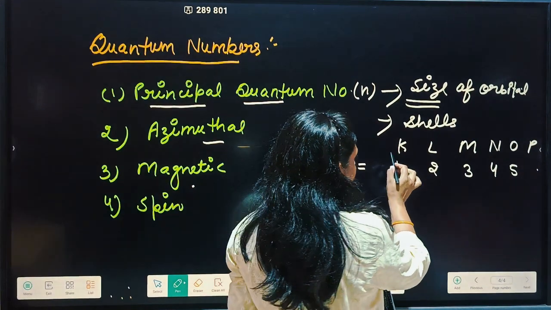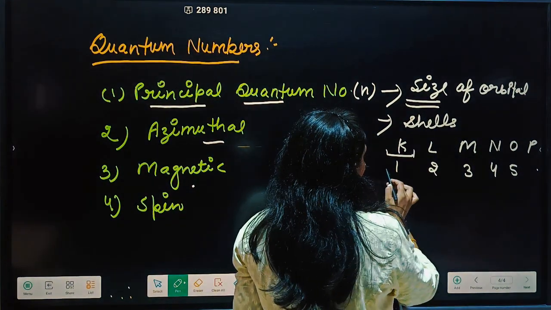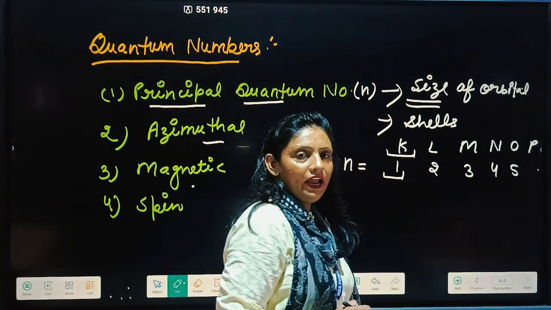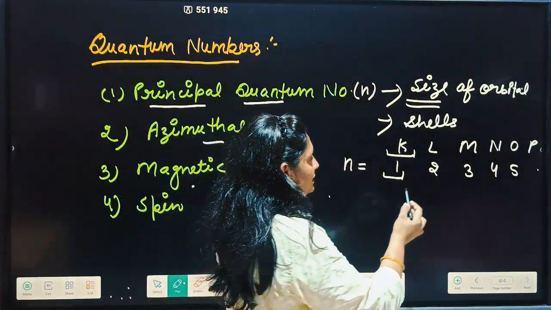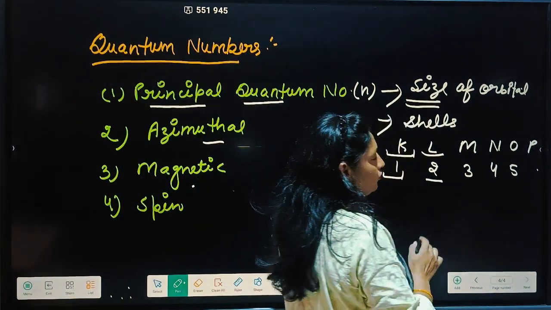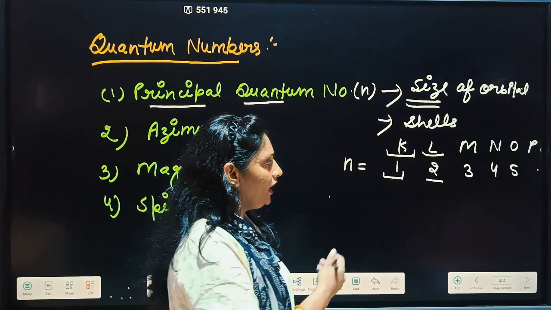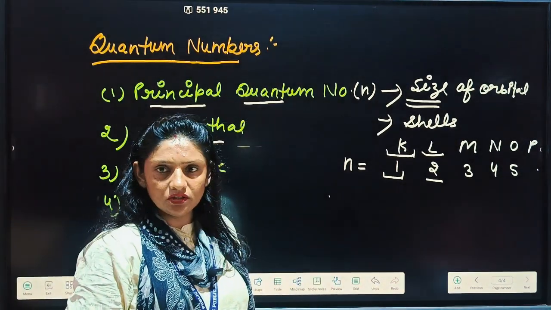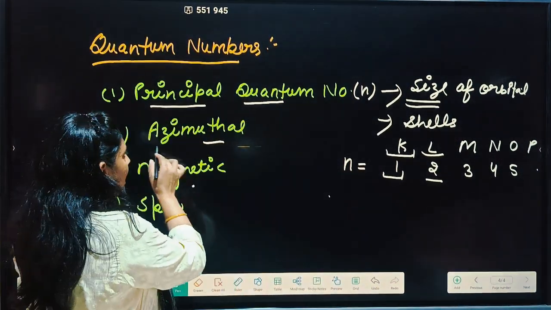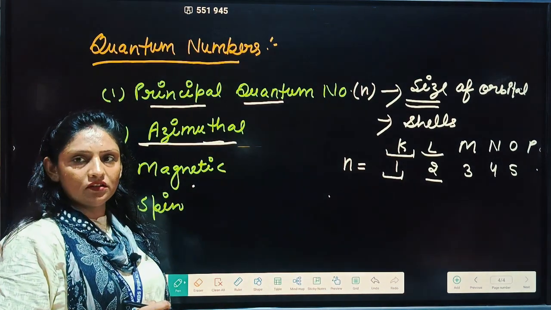For K shell the value of n is 1. For L shell the value of n is 2. For M it is 3. For N, 4, and so on. Okay students, the second one is the azimuthal quantum number.